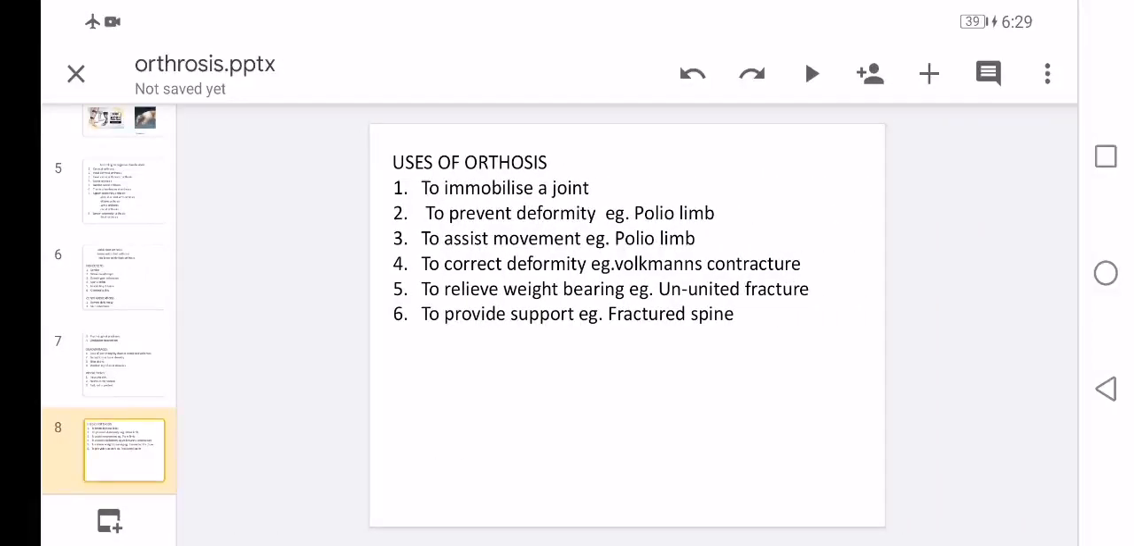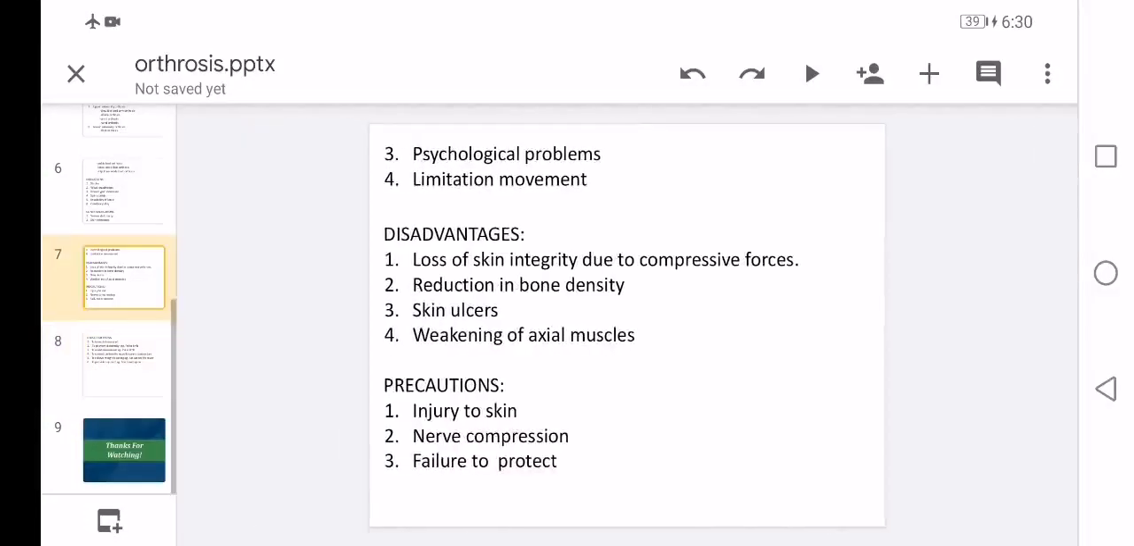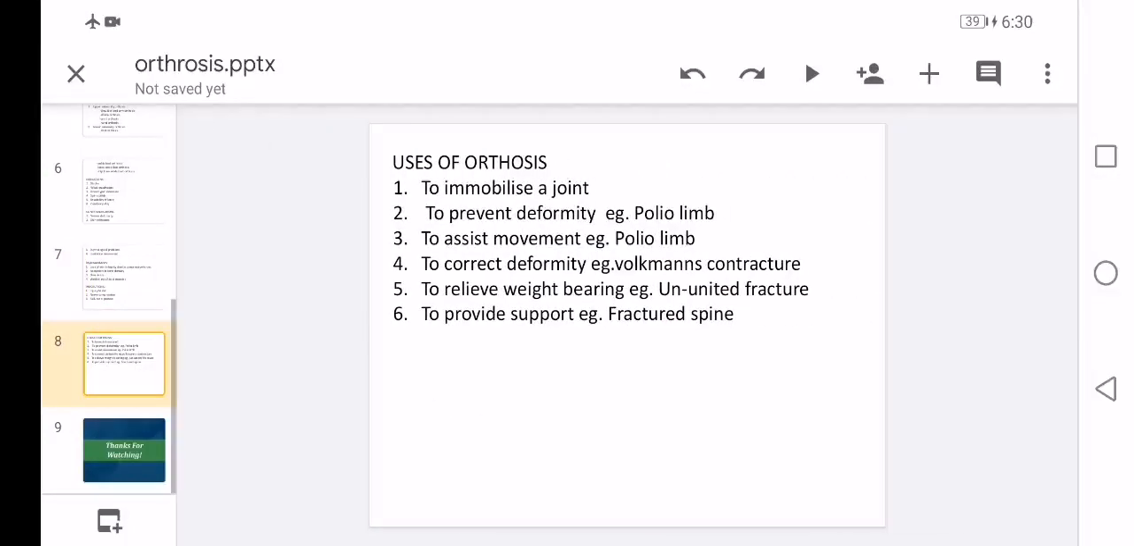Uses of orthosis: it can immobilize a joint to prevent deformity, and assist movement, as in polio. It can correct deformities like Volkmann contracture of the digits, hands, and fingers, relieve weight bearing in an united fracture, and provide support for a fractured spine. This is your basic orthosis: classification, definition, disadvantages, precautions, and uses of orthosis.